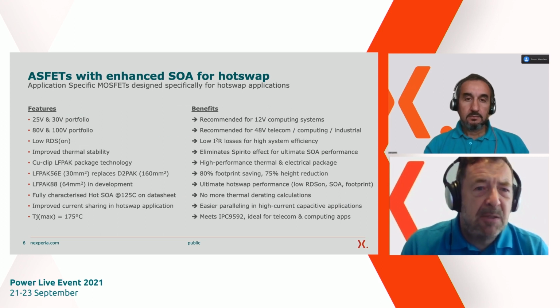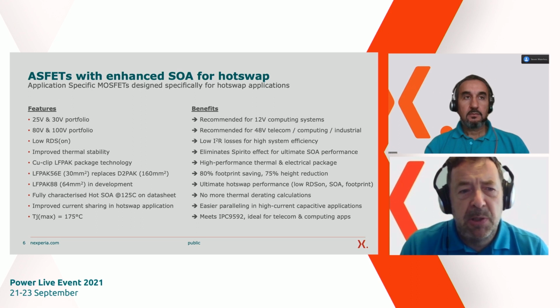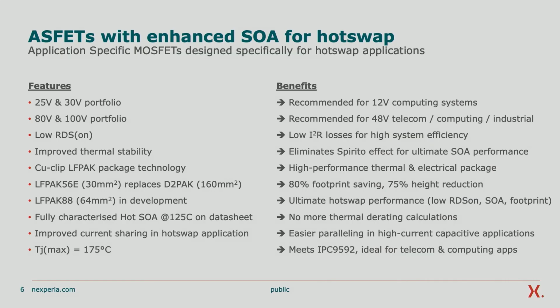So we've developed some parts with enhanced SOA for hot swap applications. The 25 and 30 volt portfolio is recommended for 12 volt computing systems. The 80 and 100 volt portfolio is recommended for 48 volt telecom, computing and industrial applications. We want low RDS(on), which helps us maintain very low I squared R losses for high system efficiency. And we want improved thermal stability, so this eliminates the Spirito effect and gives us ultimate SOA performance.